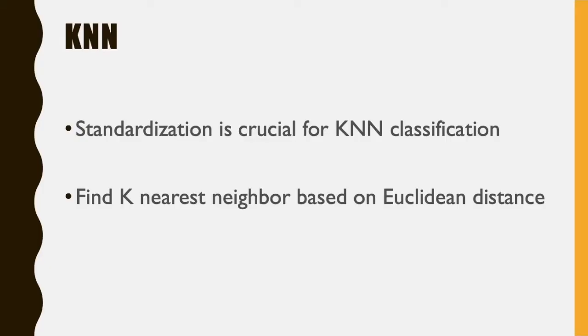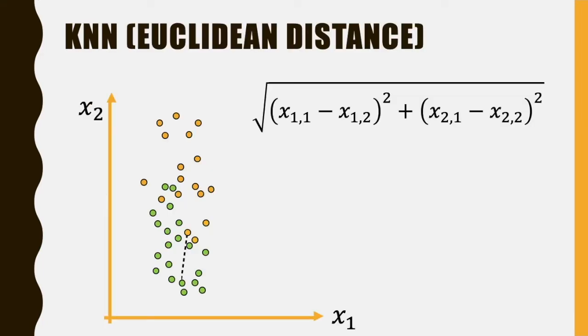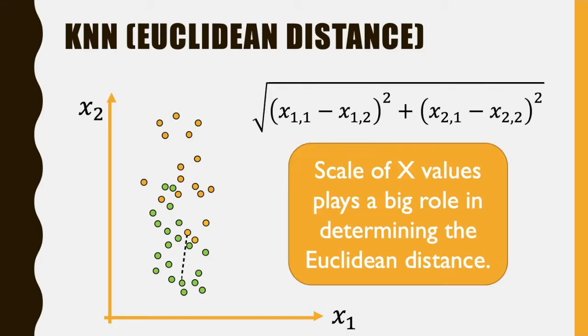For example, standardization is critical for the successful implementation of k-nearest neighbor classification. When we conduct KNN, we find the k nearest neighbors based on Euclidean distance. In a diagram like this, we sum up the square of the difference in the x1 values and x2 values of 2 points, and then take the square root to find the Euclidean distance between the 2 points.